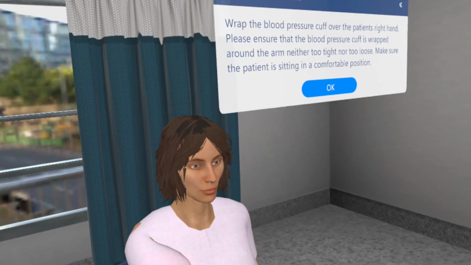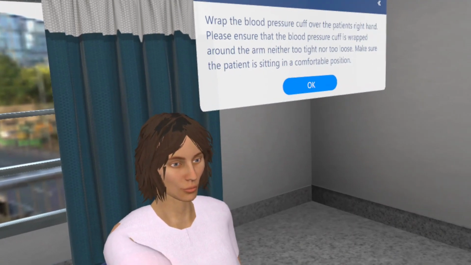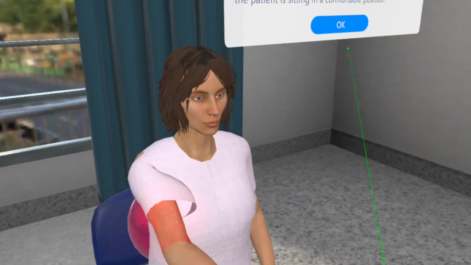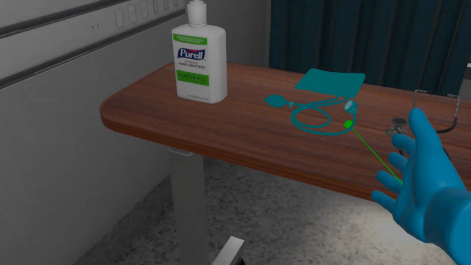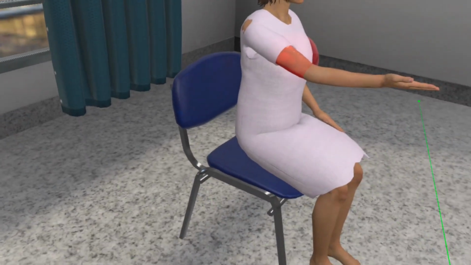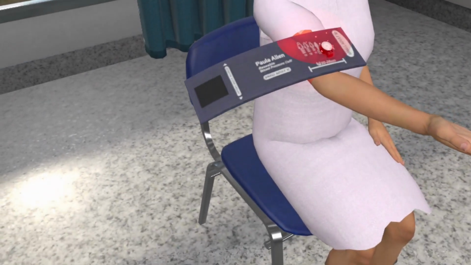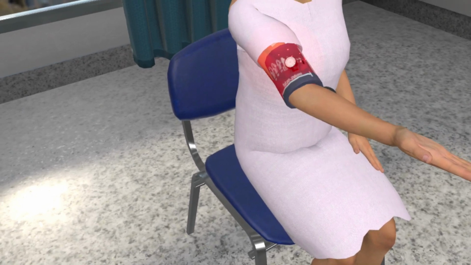Wrap the blood pressure cuff over the patient's right hand. Please ensure that the blood pressure cuff is wrapped around the arm, neither too tight nor too loose. Make sure the patient is sitting in a comfortable position. Place the stethoscope over the brachial artery, which is highlighted with a red sphere.